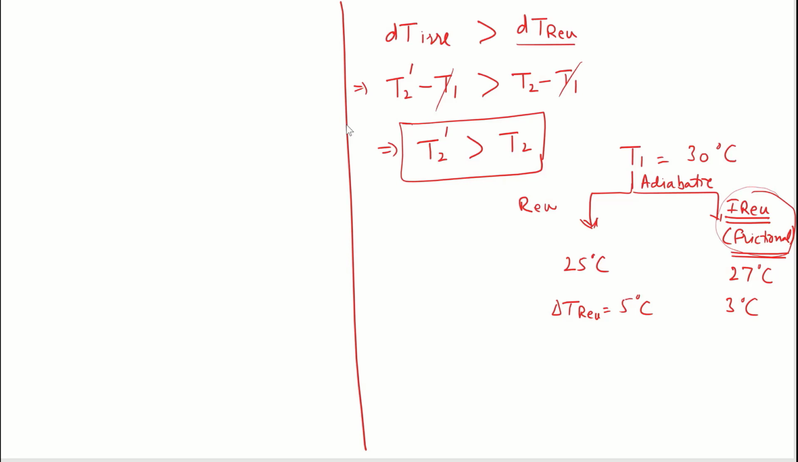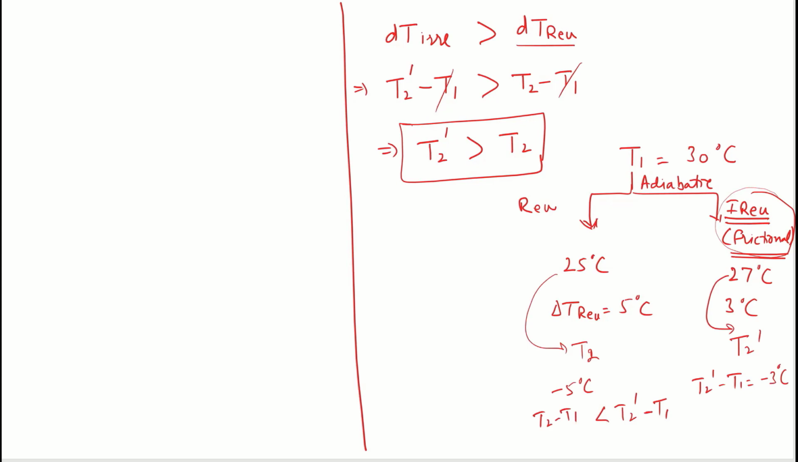Does it make sense? Yes, it does, because if you take the difference between T2 dash and T1, we obtain a value of minus 3 degrees Celsius, and if you take the difference between T2 and T1, a difference of minus 5 degrees Celsius is obtained. T2 dash minus T1, which is minus 3 degrees Celsius, is larger than T2 minus T1, which is minus 5 degrees Celsius. So therefore our final answer is T2 dash is greater than T2.